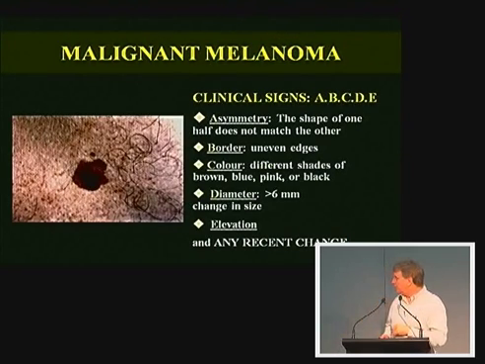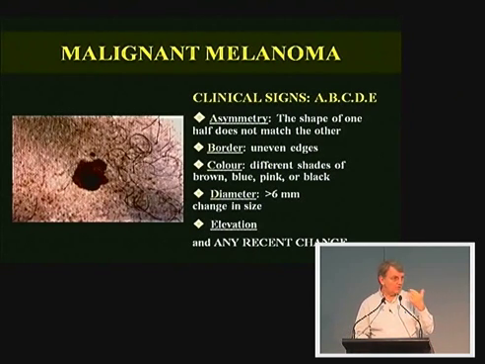So this is an example where we're looking at asymmetry here. The shape of one half doesn't match the other half, so if you try to fold it, it won't fold at all. We're looking at the border and it's very uneven. The colour, different shades. You can't quite see it in the light, but there are different shades. It's greater than 6 millimetres, so that increases the risk, and it was slightly elevated. So somebody walks in and that's sitting on the skin. I look at that and I say, that's a melanoma.